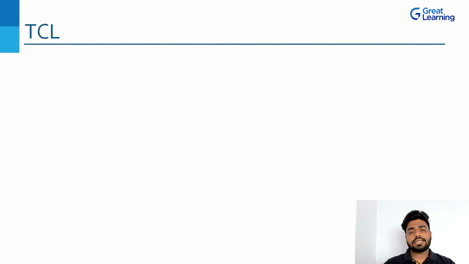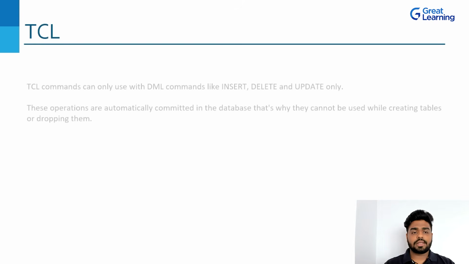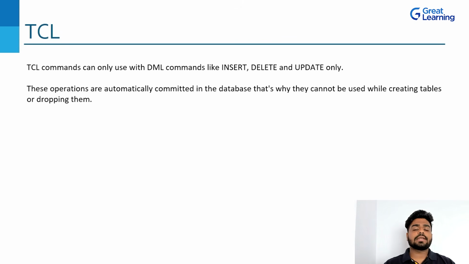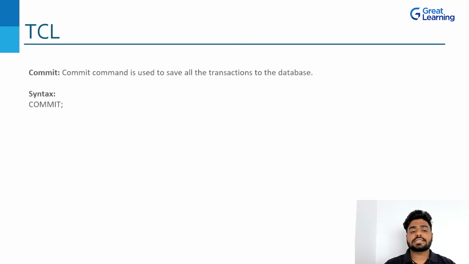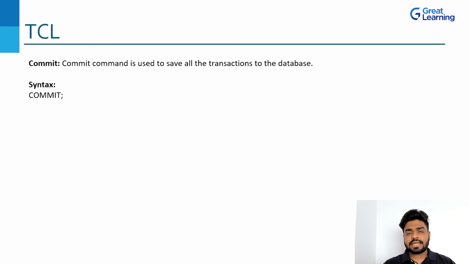Now let's move to the TCL, which is transaction control. Now transaction control can only be used with DML commands like insert, delete and update. What are these transaction controls? Let's understand that. It is used to control transactional processing. Okay. Now what is this transaction processing? Let's understand by understanding two of the keywords, which are commit and rollback.